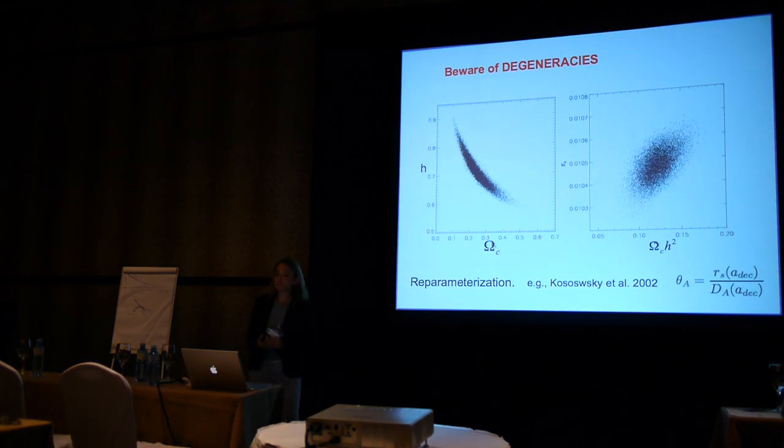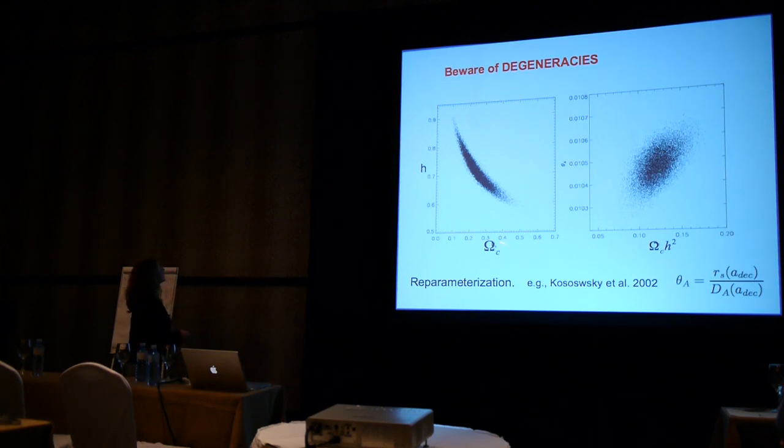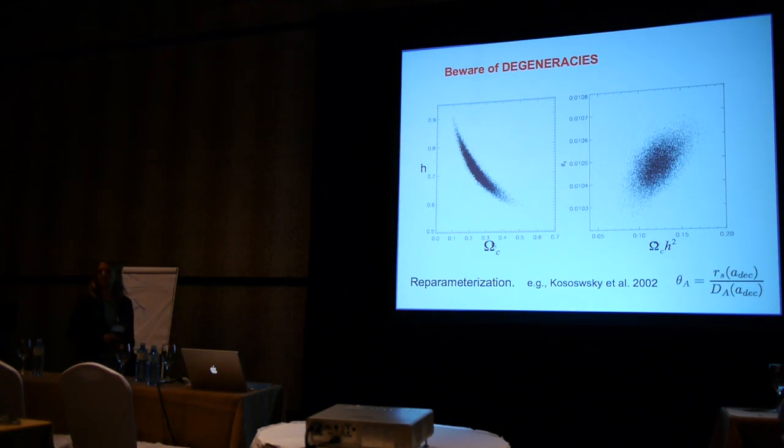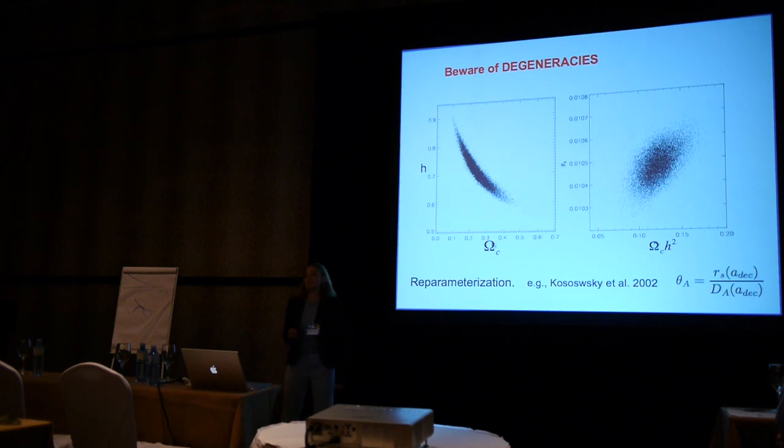Okay, so other things to worry about when you do Markov chain Monte Carlo. Beware of the degeneracies between the parameters. So in this case, we have omega cold dark matter, and in this case, we have the Hubble parameter, and these are CMB data. This is called degeneracy. It's actually one of the relatively bad ones, because it looks like a banana. Okay? Beware of bananas.